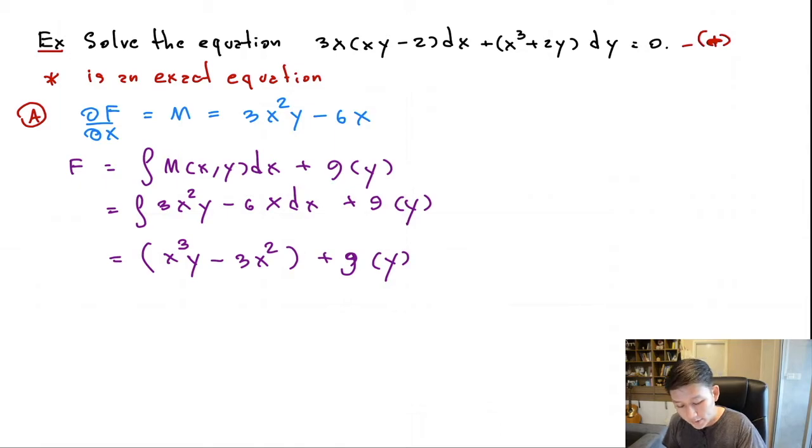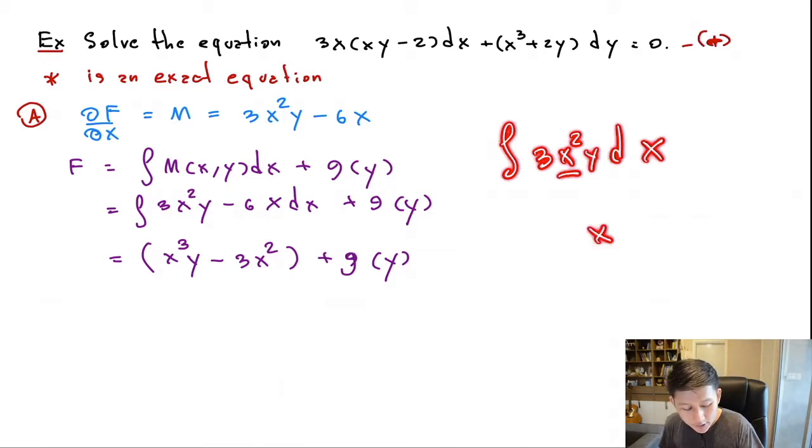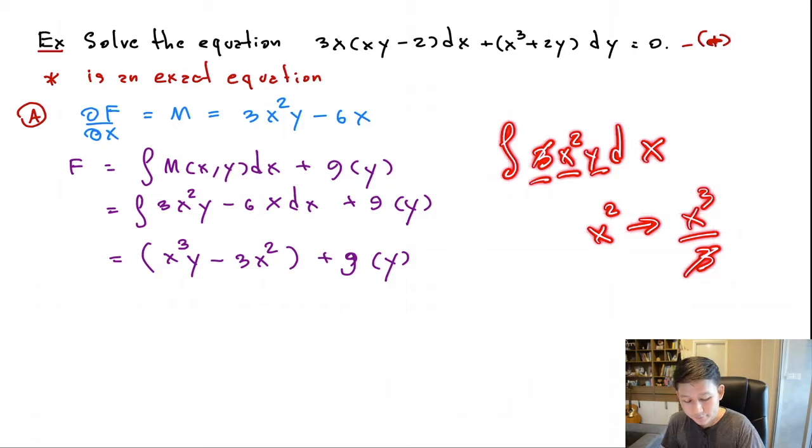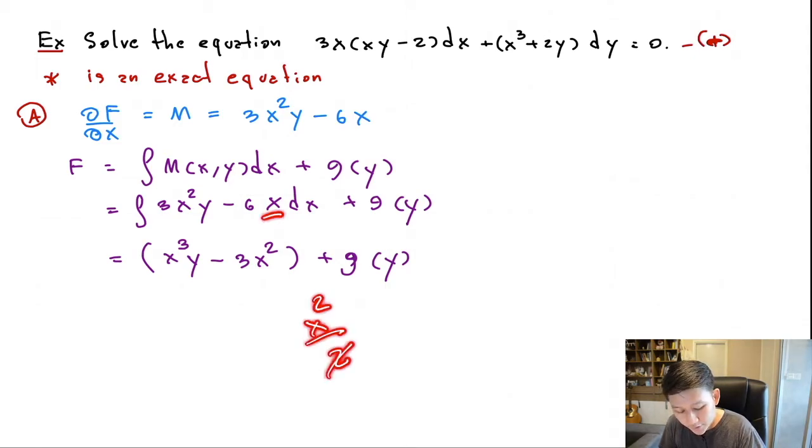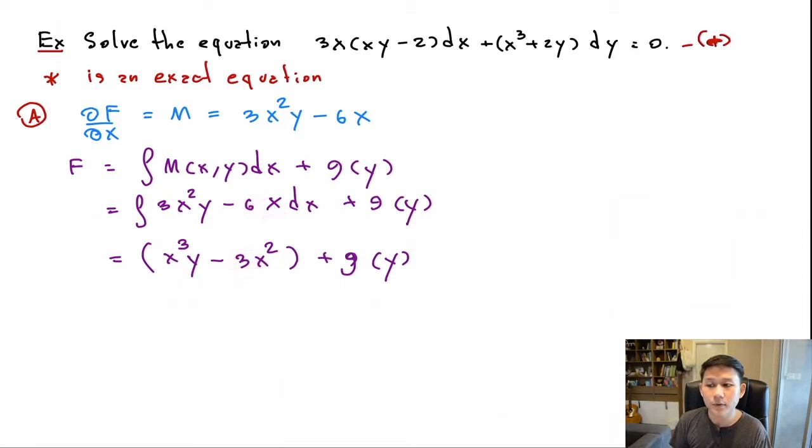Why? If you look at this, the integral of 3x squared y dx, the integral of x squared is x cubed divided by 3. The 3 and y are just constants, so the 3 cancels out and you have x cubed y. Make sense? And this one is x squared divided by 2, and the 2 here and 6 here becomes 3. Don't forget, the solution is f = c.